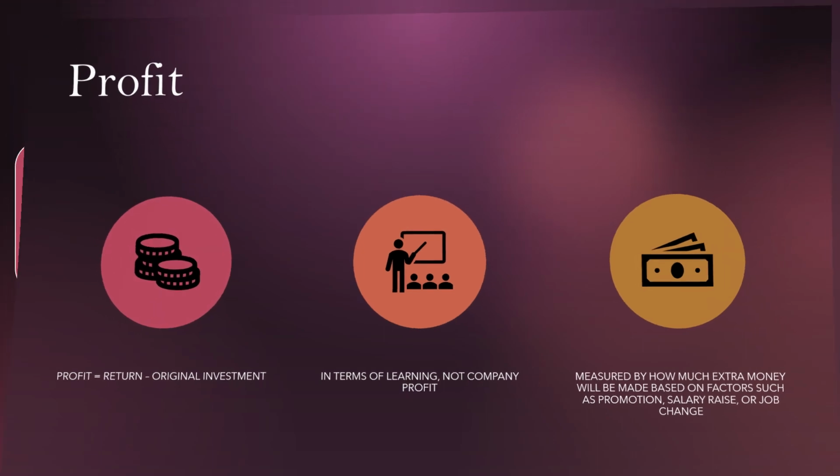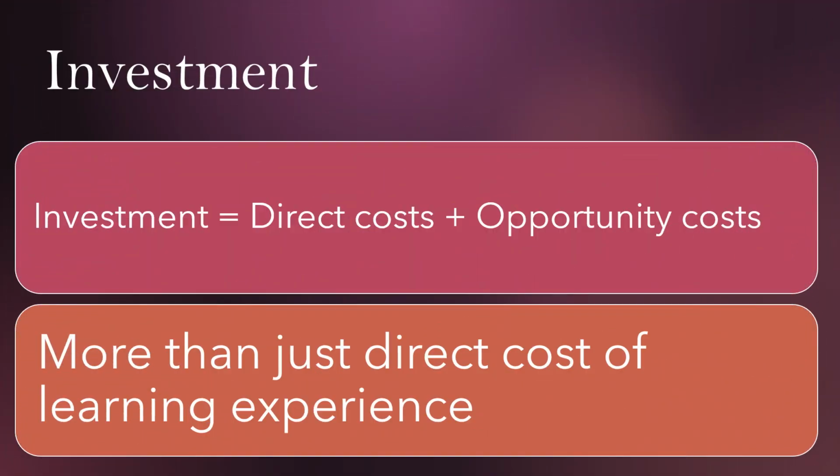The next part of our ROI formula is the investment. Your formula for investment is: investment equals direct cost plus opportunity cost. This is more than just the direct cost of the learning experience. To break it down a little bit, an example is somebody who wants to study and get a 4-year degree in undergraduate school.